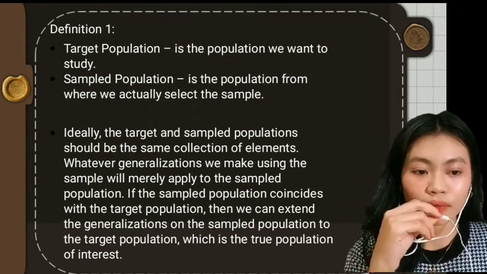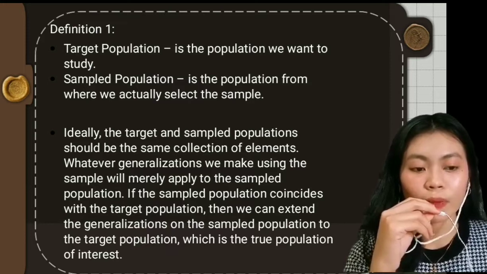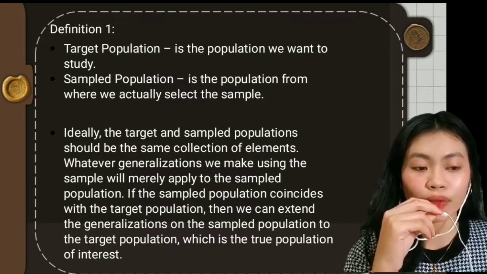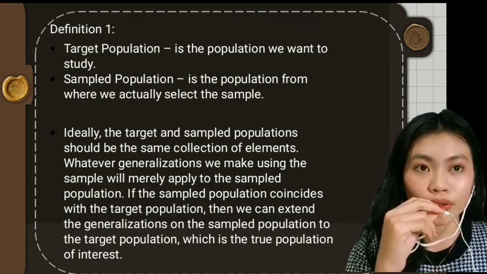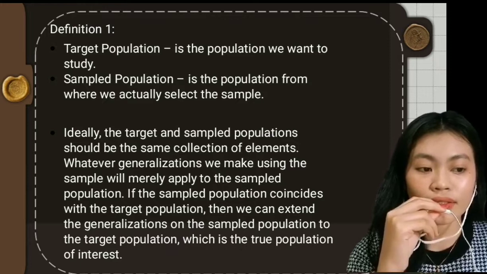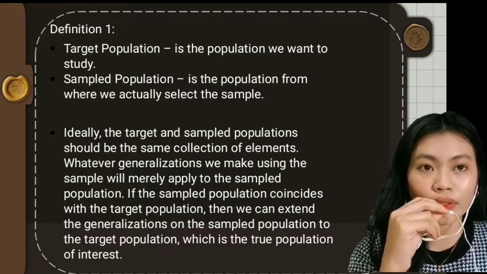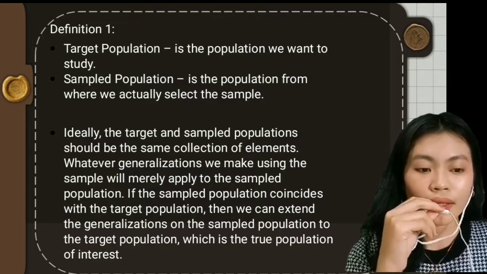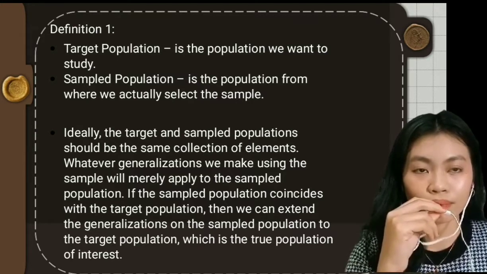Definition 1, which is target population and sample population. Target population is the population we want to study. So the target population is the entire population or group that a researcher is interested in researching and analyzing. While sample population is the population from where we actually select the sample. A sample is the specific group that you will collect data from.